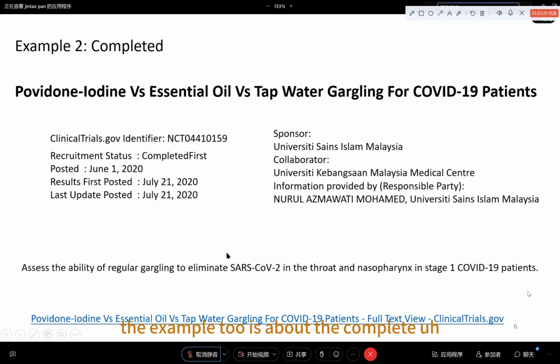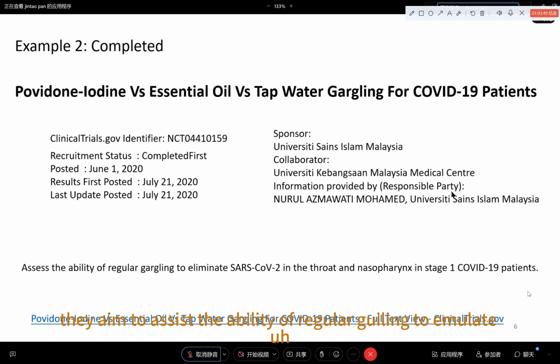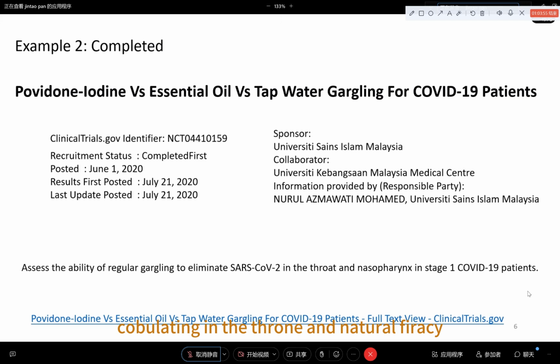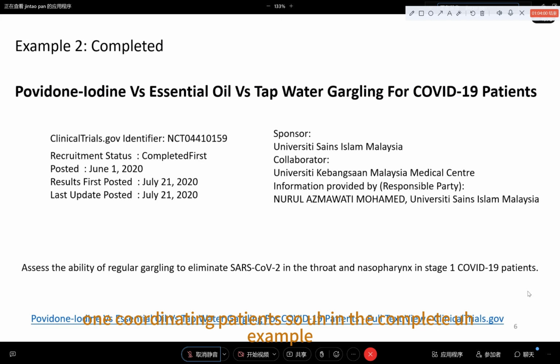Example 2 is about a complete clinical trial up to phase 2. I chose a simple example about three different liquids for COVID-19 patients. They aim to assess the ability of regular scaling to emulate COVID-19 in the straw and nasopharyngeal in stage 1 COVID-19 patients.